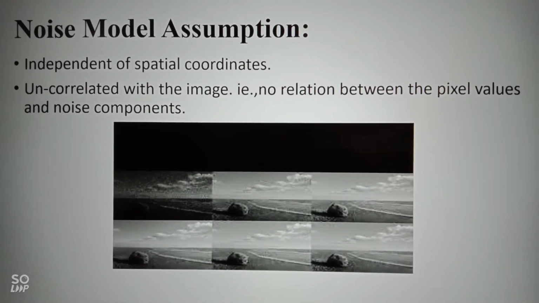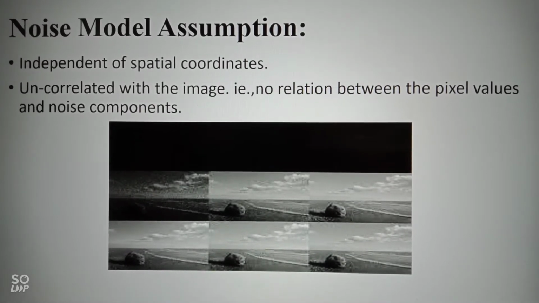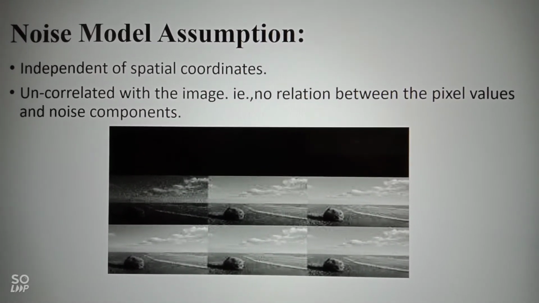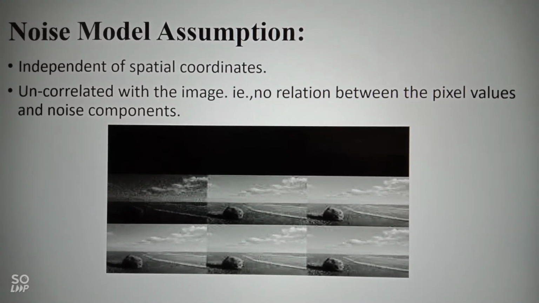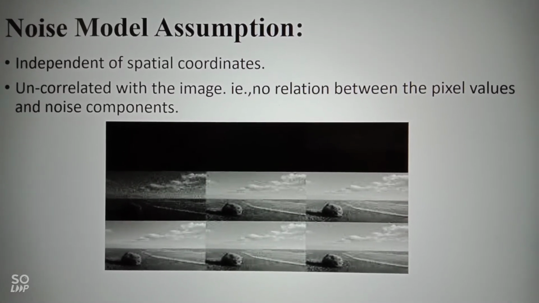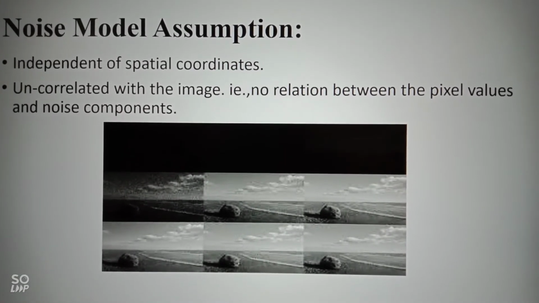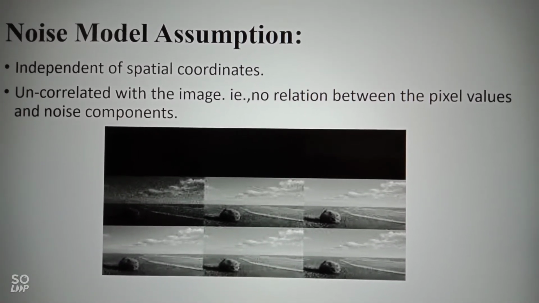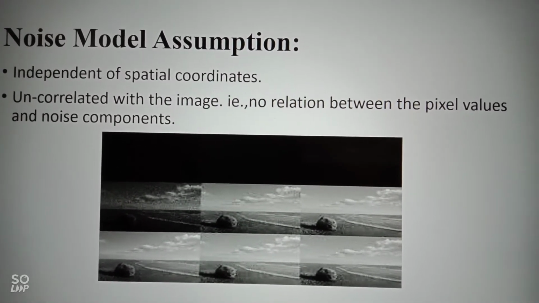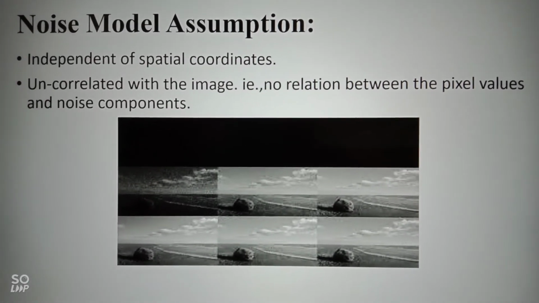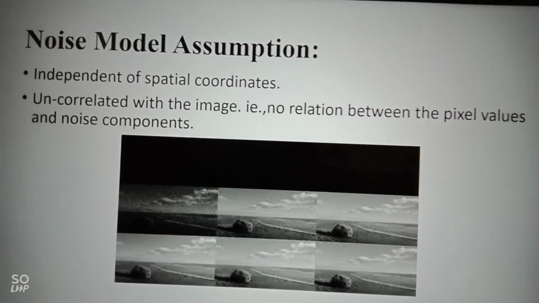We can assume the image is noised or not under two categories. The first one is independent of spatial coordinates, and the second one is uncorrelated with the image. There is no relation between the pixel values and noise components. What does independent of spatial coordinates mean? You will know what spatial coordinates are in the next slide, where I'll explain the types of noise. And the second is uncorrelated with the image, that is, noise, image and the pixel values.